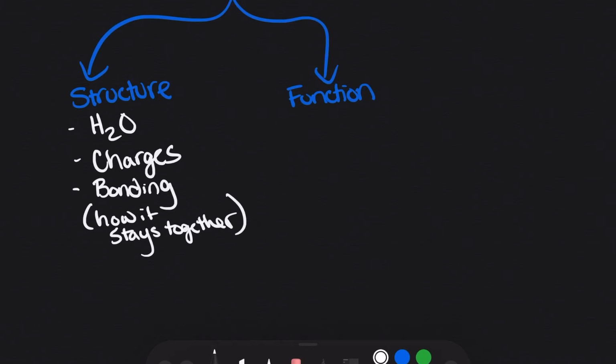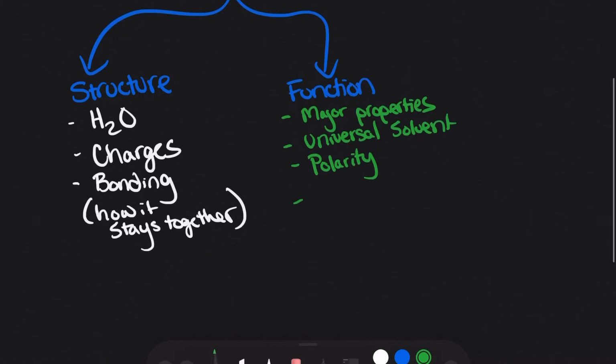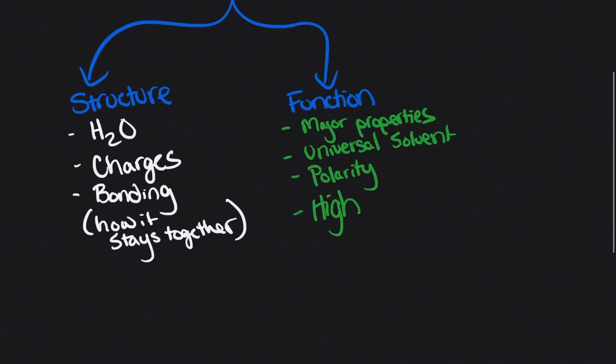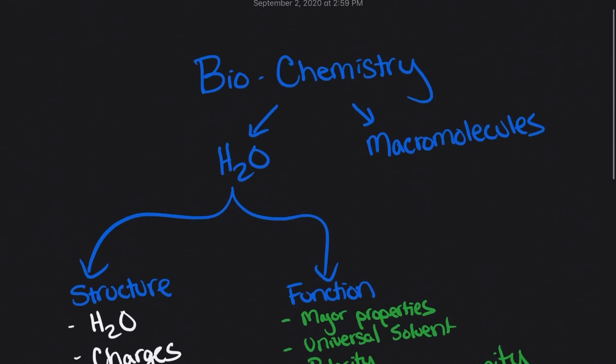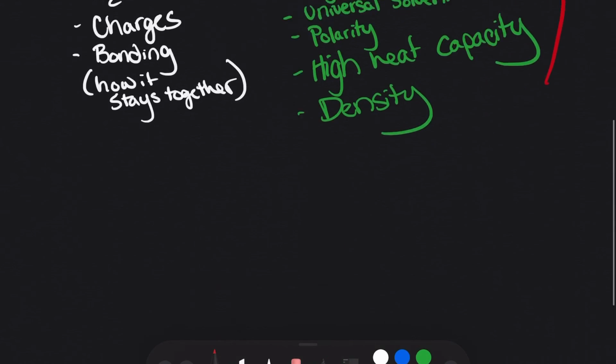When we look at its function, we're going to be talking about the major properties that make up why water is important. We're also going to be looking at these properties like the universal solvent. We're going to be looking at properties called polarity, meaning it has a charge. We're going to be looking at its high heat capacity. And the last thing we're going to look at is its density and why it's unique. So that's water. Now let's talk about macromolecules.